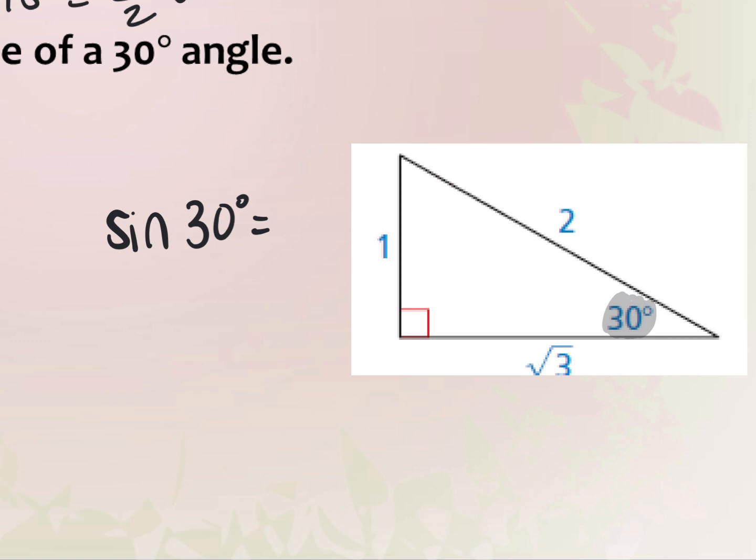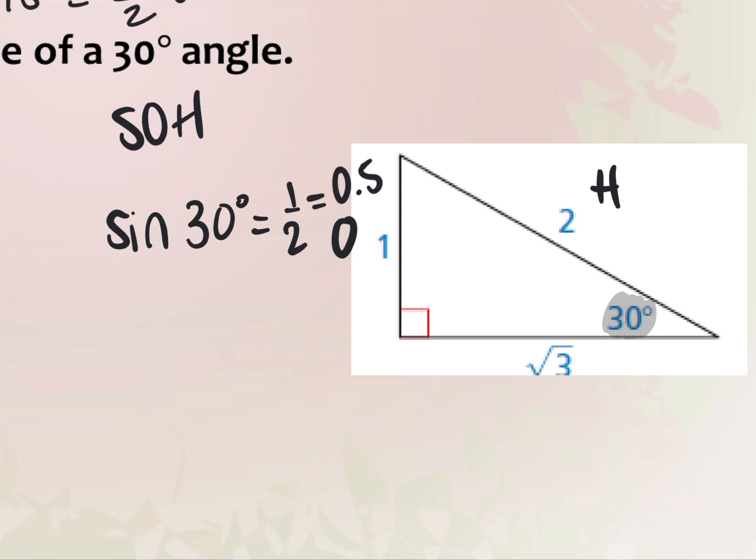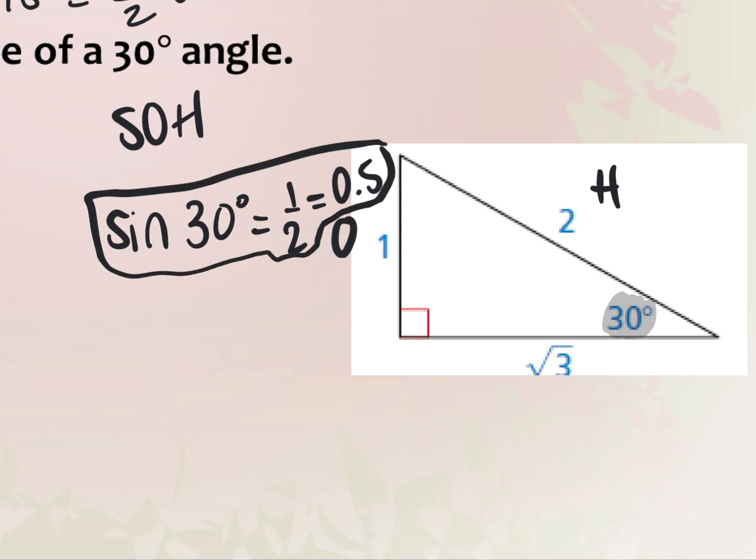Hayden? It's 1 over 2. Very good. Because we have to take the opposite side over the hypotenuse. Excellent. So it's 1 over 2. How do I represent 1 over 2 as a decimal? 0.5. Very good. I would like you to plug into your calculators the sine of 30 degrees. See what you get.